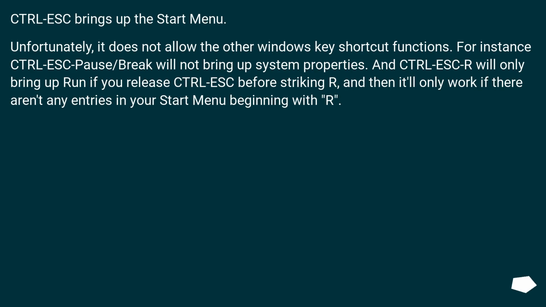Control-Escape brings up the Start menu. Unfortunately, it does not allow the other Windows key shortcut functions. For instance, Control-Escape-Pause/Break will not bring up System Properties. And Control-Escape-R will only bring up Run if you release Control-Escape before striking R, and then it'll only work if there aren't any entries in your Start menu beginning with R.